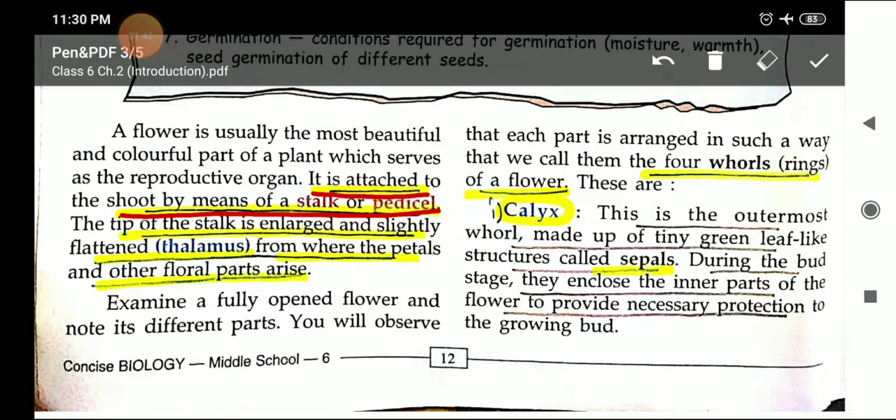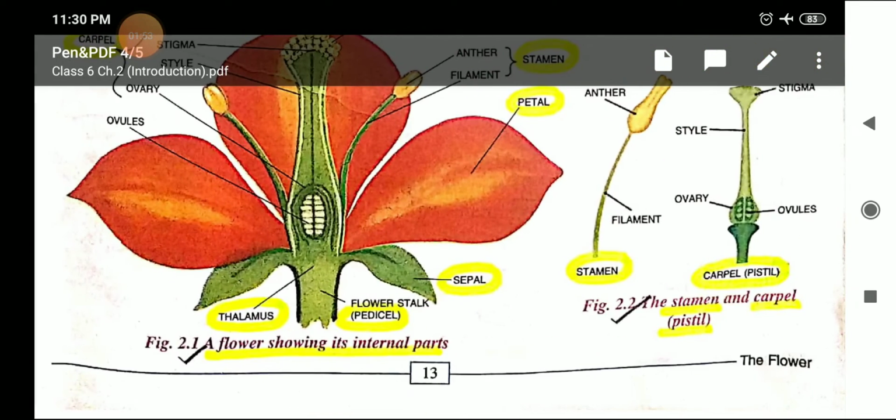And the tip of the pedicel, the swollen tip of the pedicel, is known as thalamus. I'll show you the diagram. Just look here, focus. The flower stalk is known as pedicel, with the help of which it is attached to the shoot, and then the swollen tip of the pedicel is known as thalamus. So the stalk is pedicel and the swollen tip of the pedicel is thalamus.